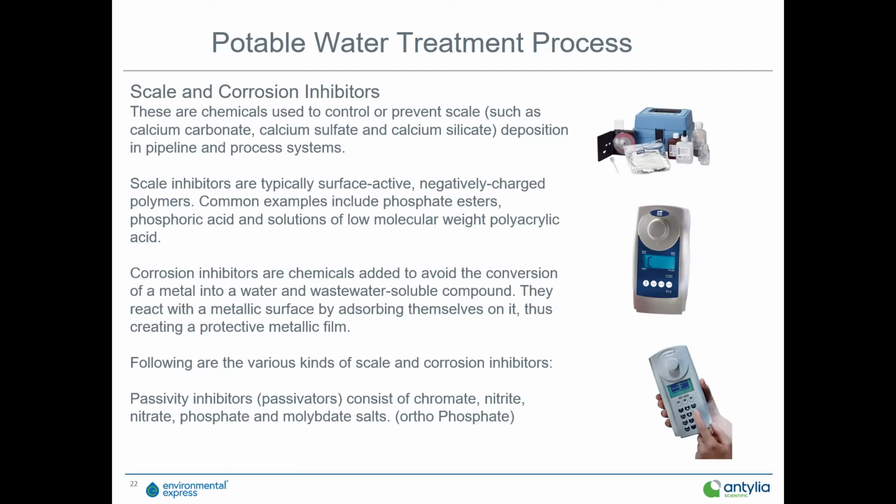Scale inhibitors are typically surface active, negatively charged polymers. Some common examples of these are phosphate esters, phosphoric acid, and solutions of low molecular weight polyacrylic acid. Corrosion inhibitors. Now, we talked initially about the importance of corrosion inhibitors.